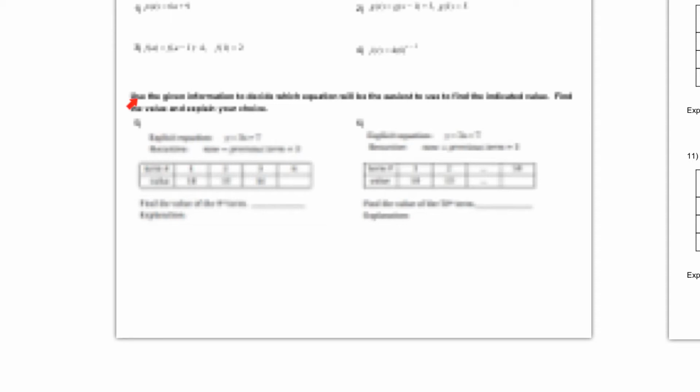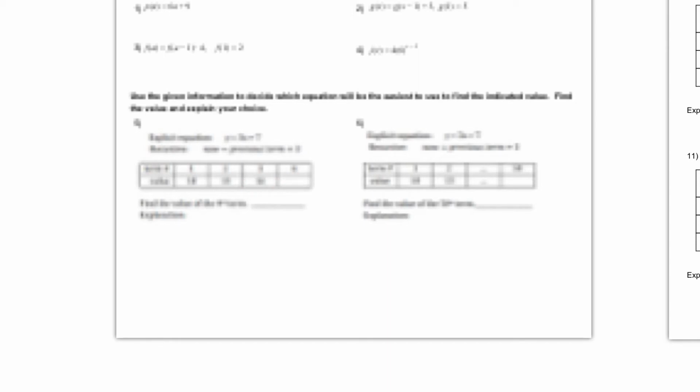The second part here says to use the given information to decide which equation will be the easiest to use to find the indicated value, and find the value and explain your choice. So the equations for number 5, we have the explicit equation, which says y equals 3x plus 7. We have the recursive equation, which in words says the current term is equal to the previous term plus 3. And then we're given a table of values where we have the term number and the value for 1, 2, and 3, and we have to find the value for 4.